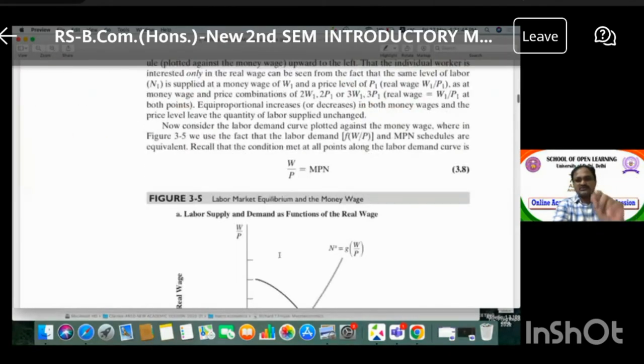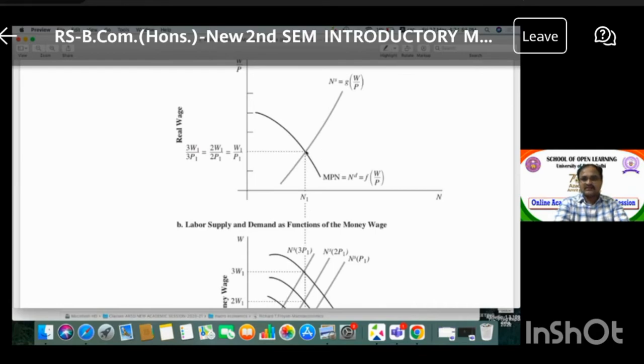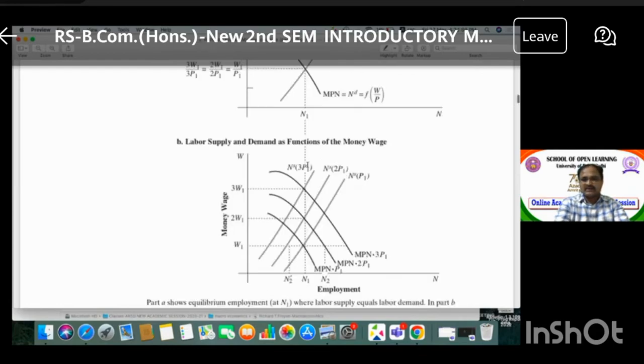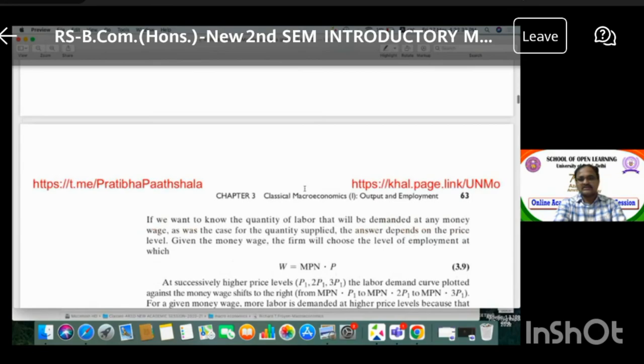Sometimes this equilibrium point changes, either because the labor demand curve changes or the labor supply curve changes. Sometimes labor demand changes, the demand curve shifts upward or shifts leftward, and the equilibrium automatically changes. So anyone can change, and the equilibrium changes. This is the classical theory. The classical theory has only one factor, labor. When that one factor changes, the output changes. Labor improves, that is the employment. Employment changes, the output changes, and the equilibrium level will automatically change. So this is today's class.